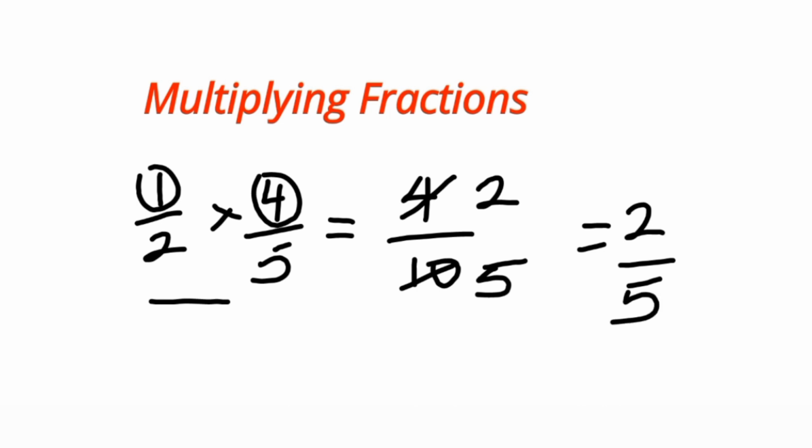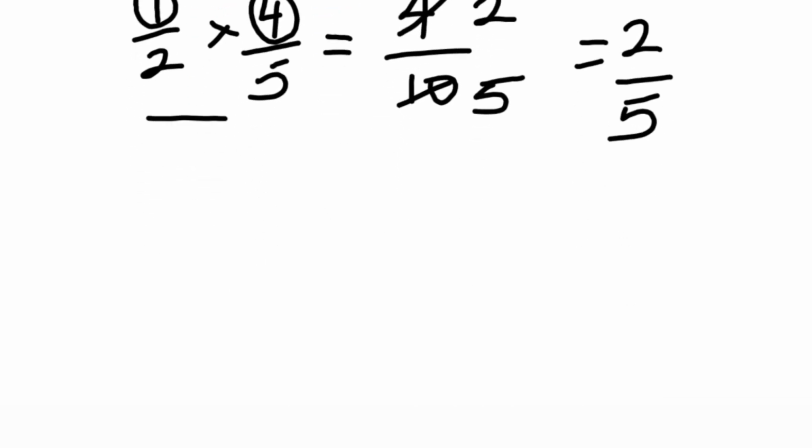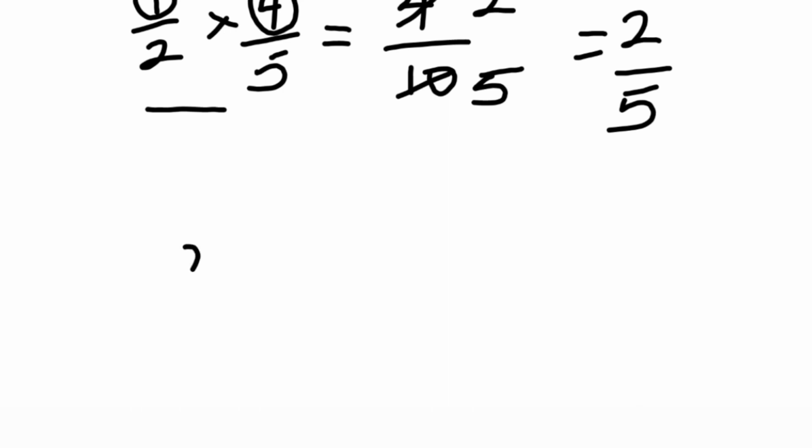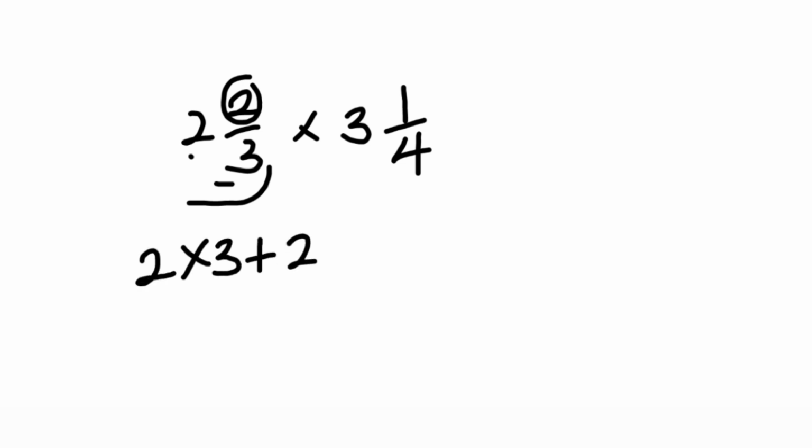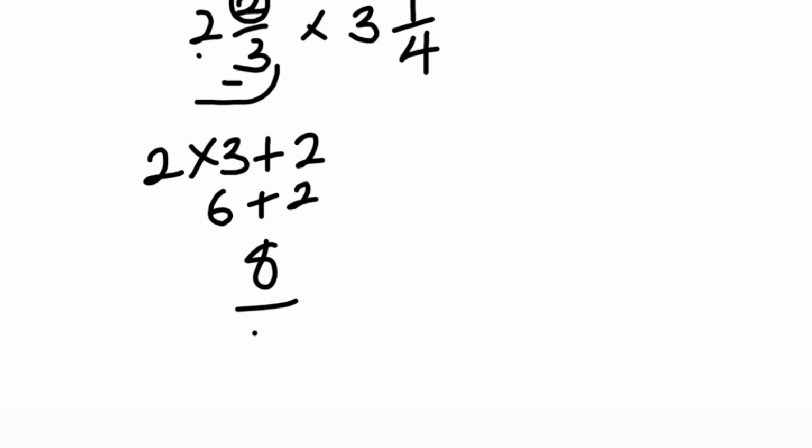Now, there are certain rules in multiplying fractions. For example, when you have mixed fractions, like 2 whole 2 over 3 multiplied by 3 whole 1 over 4, the first step is converting them into improper fractions. How do you do that? You multiply the whole number by the denominator and add the numerator. So here, you have 2 multiplied by 3 plus 2. 2 multiplied by 3 will give us 6, then 6 plus 2 will give us 8, and we still maintain our denominator, which is 3.